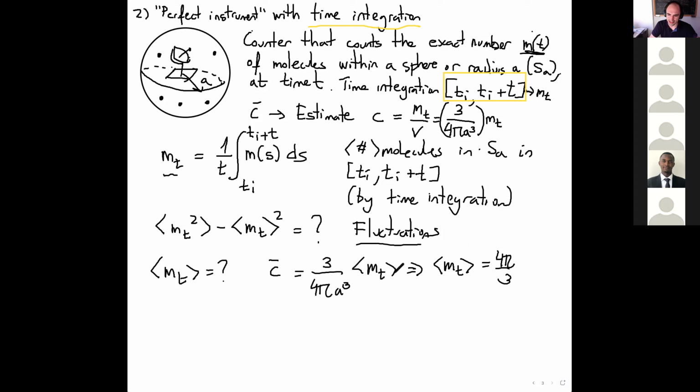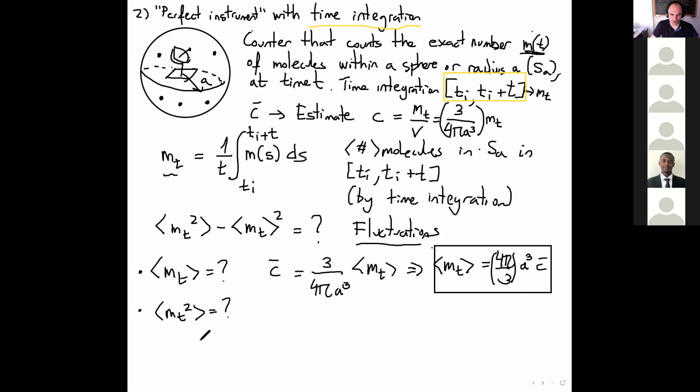The average of MT is related to the real C like this: 4 pi thirds a cubed sigma. This is the first part we need to solve to know the fluctuations, the average. I know the average, but now I'd like to know MT squared. And this is the most challenging part of this model, which is what MT squared is, the second moment.